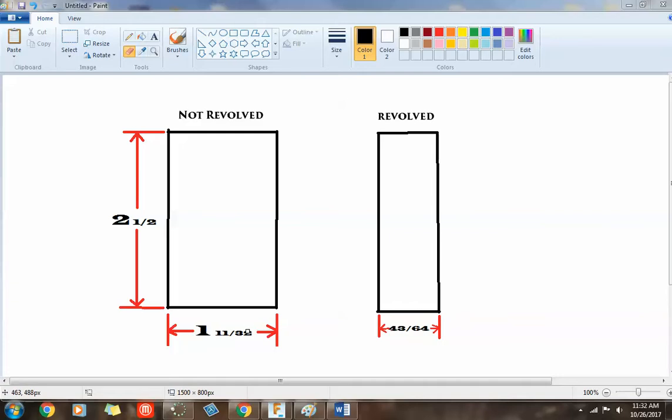If you're going to revolve your design, then your beginning rectangle should be 2.5 or less by 43/64, which is the radius of this diameter. So it's half of 1 and 11/32. So you can reference this. It'll be in Canvas. Also, I'll write it on the board.